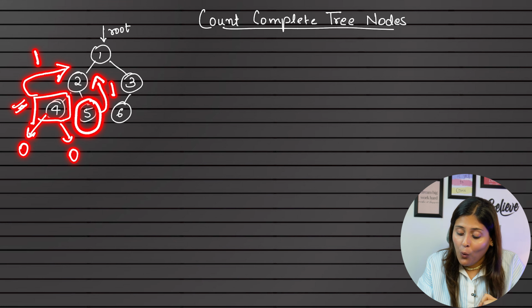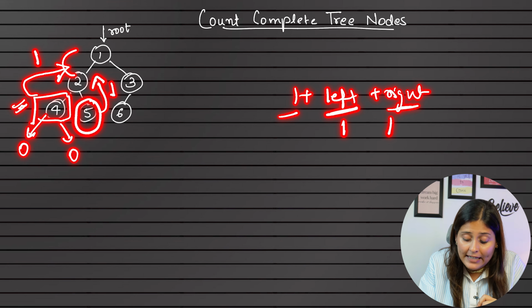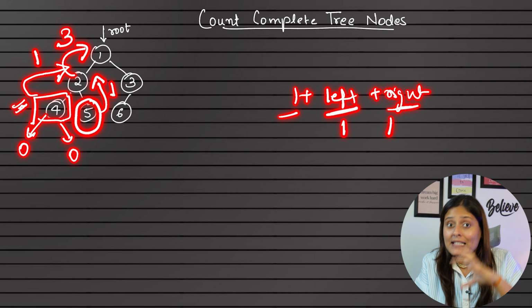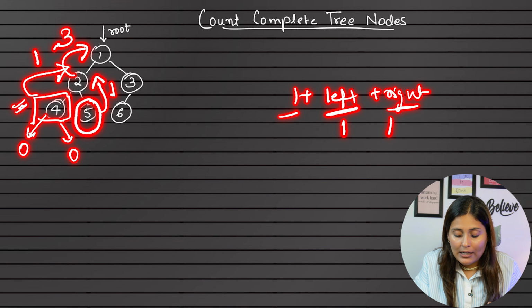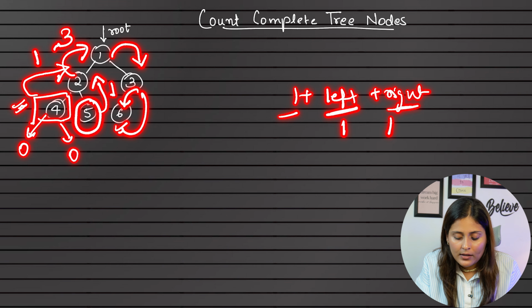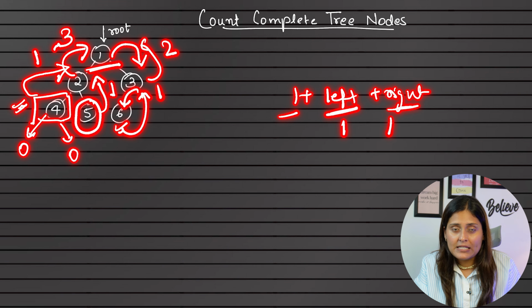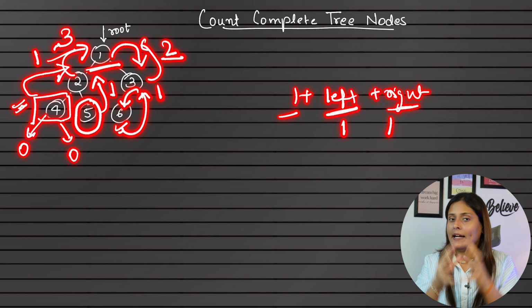So for 2, 1 plus left plus right. Remember, again it is 1, left is also 1, right is also 1. So total 3 will get returned to where? 1's left side, correct? Now similarly from 1's right, here left, this will return 1, then this will return 2. So in total, for 1, left is 3, right is 2 and 1 itself. So total 6 will get returned.